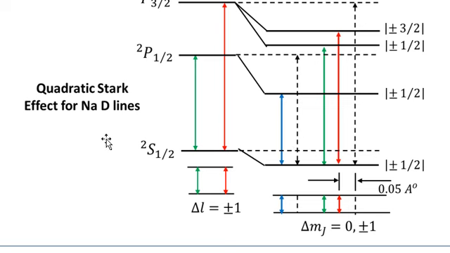And you know that this quadratic Stark effect for the sodium D lines is also a triplet. That is, three lines are obtained, and these three lines have different frequencies. So this is the main difference of the quadratic Stark effect triplet from the Zeeman triplet. In the Zeeman triplet, the three lines may have the same frequency. But in the case of the quadratic Stark effect, these are triplet lines, but they have different frequencies.